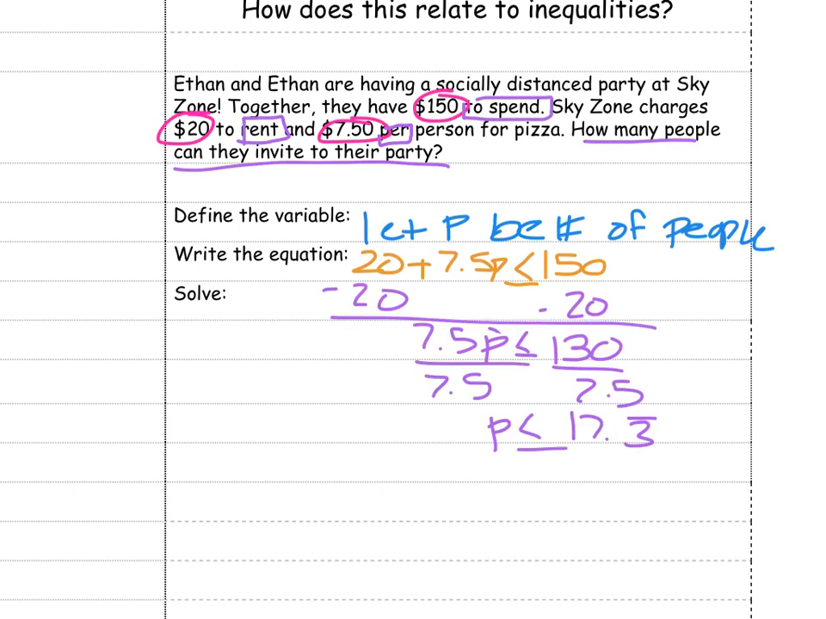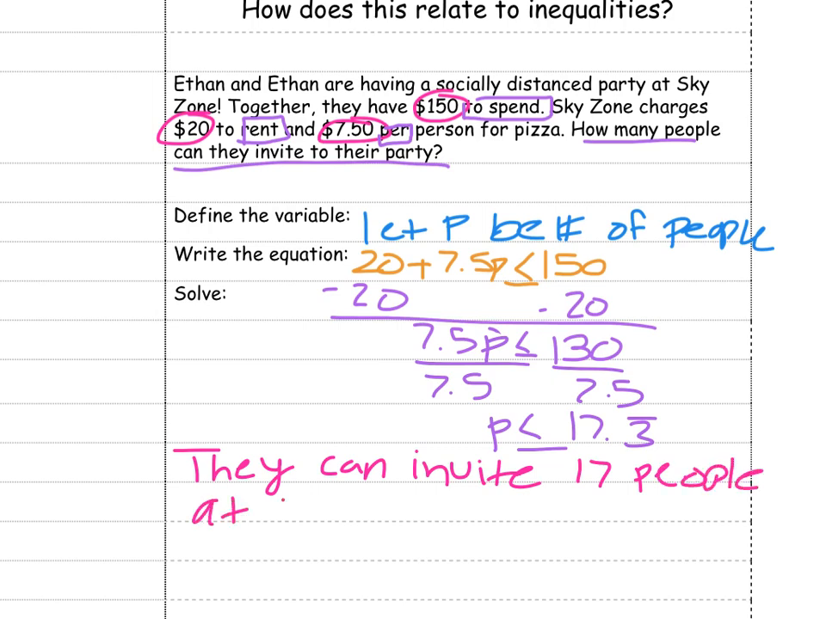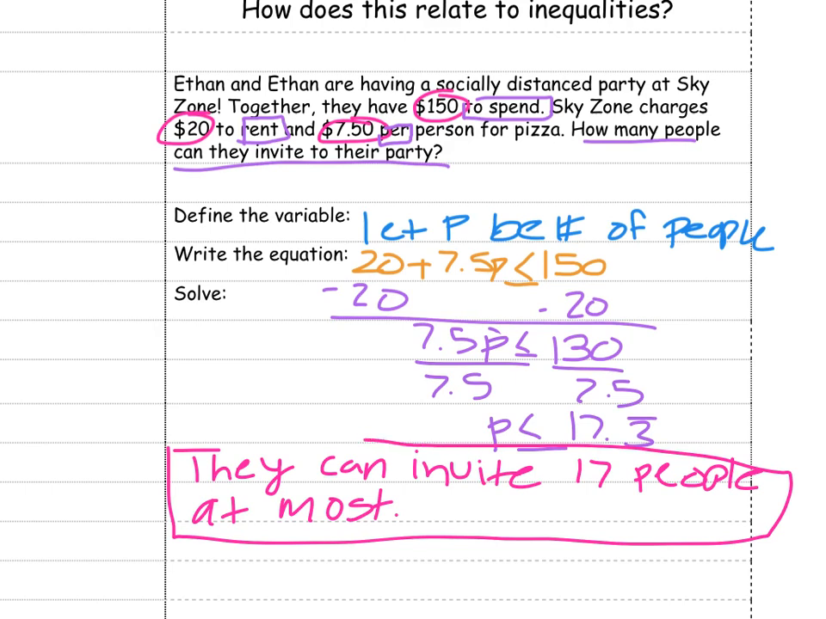Alright, so you probably found that P is less than or equal to 17.3. So that means we can invite 17 people at most. Because you can't have 0.3 of a person, but that less than or equal to sign tells us that at the most, this is what P is going to be.